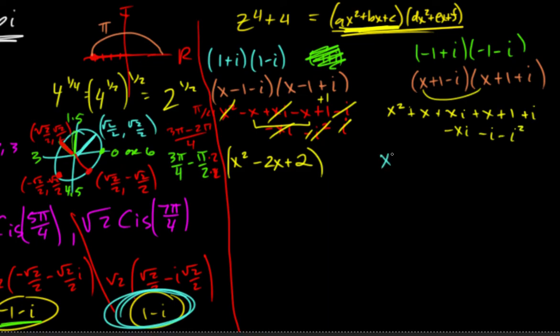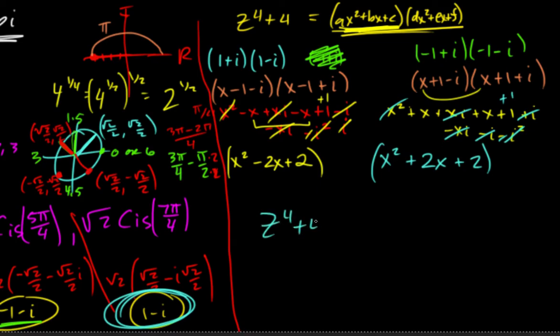Okay, we can bring down our x squared, and then we have x, those cancel, those cancel. This is like negative 1 times negative, so it's going to give us another positive 1. Positive 1 and positive 1 is positive 2. Then add those together, positive 2x.